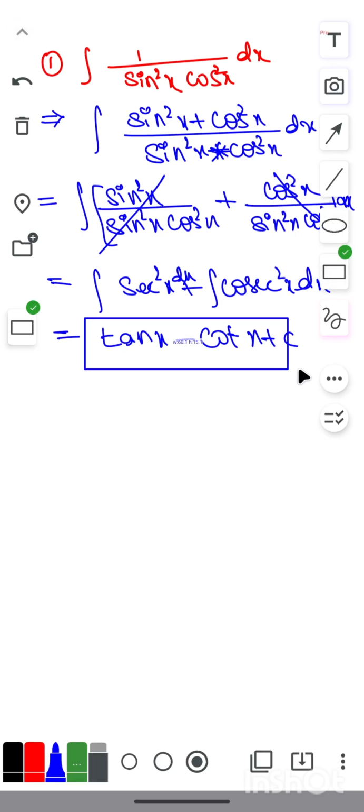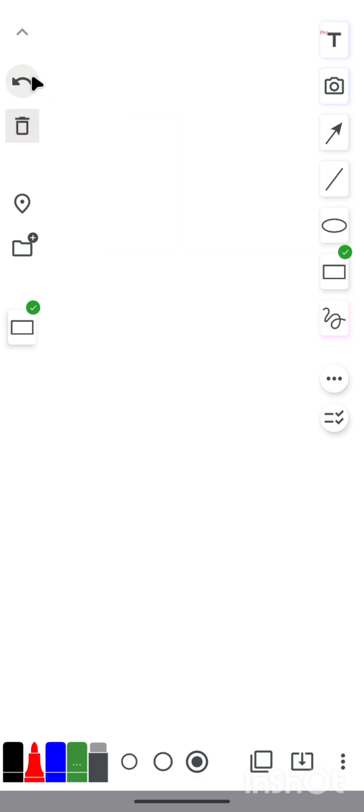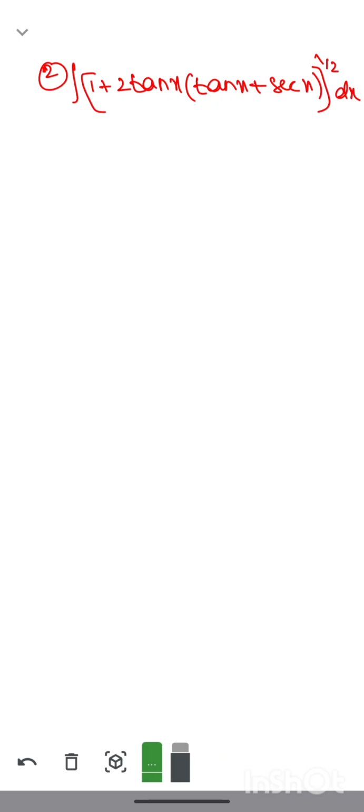So now let us move to the next question. The next question is integration of 1 plus 2 tan x into tan x plus secant x, whole to the power 1 by 2, into dx. Yeah, this is the given question.